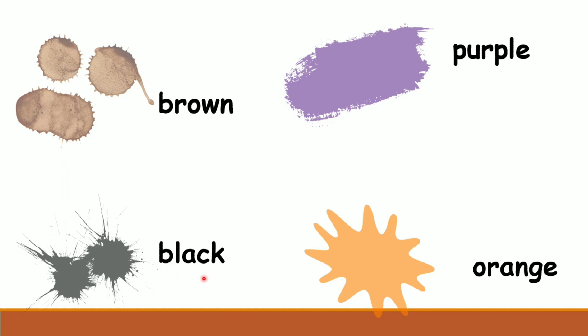Black. Well, there are also types of soil that are black. We have soil that is brown in color, and we have soil that is black in color. Also, when you look at the sky at night, it's black.